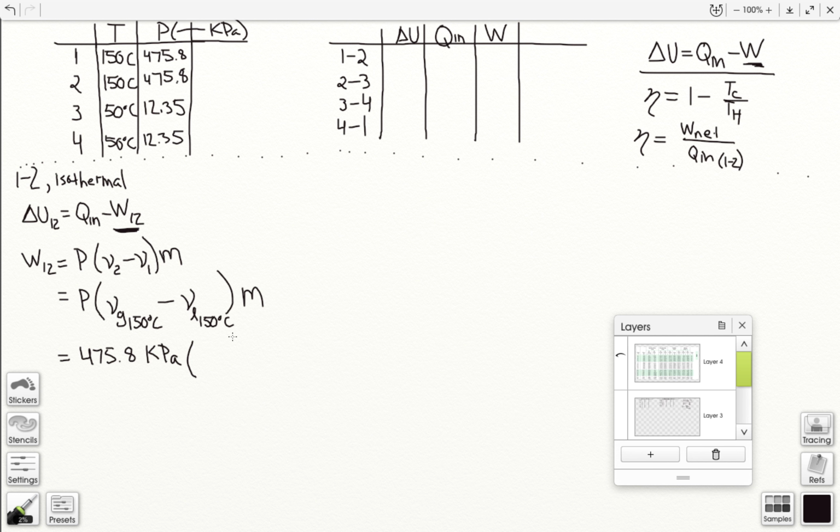So back over here, specific volume value for the gas at 150 degrees Celsius is 0.39 minus 1.0905 times 10 to the negative 3, and the units of this is meters cubed per kilogram, and we have 1 kilogram in our system.